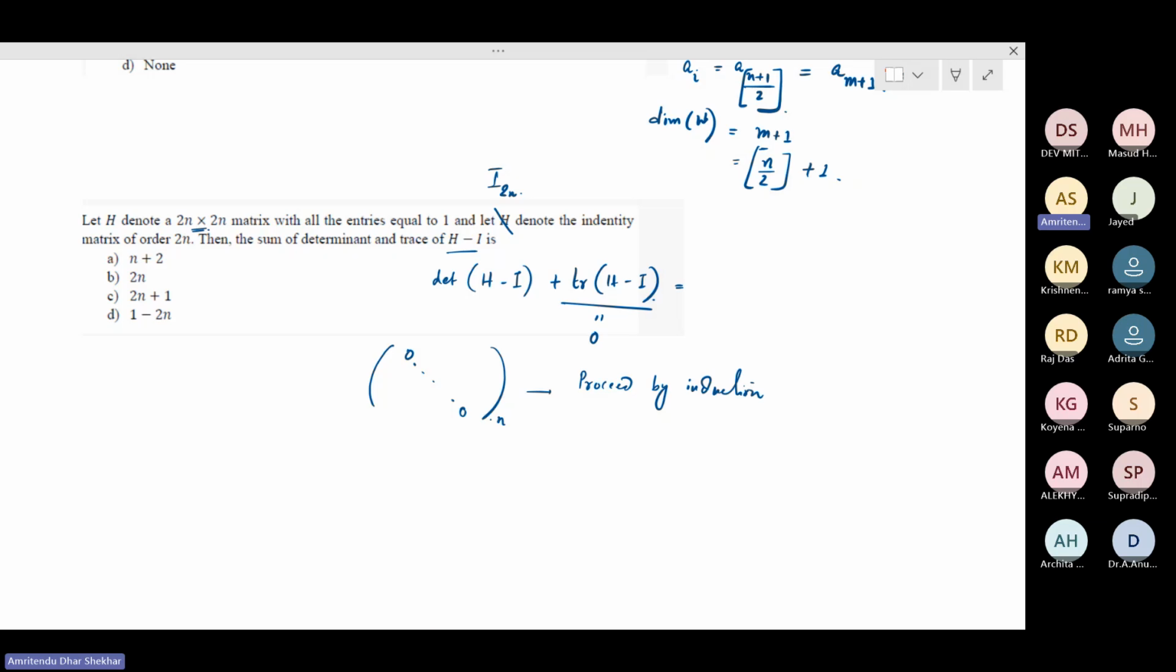Okay, there might be other ways also where you can try to reduce this matrix into a row echelon form. That is, you take the matrix H minus I and reduce this into a row echelon form. But I think the easiest way to do this is to just proceed by induction. Take n to be a small dimension, maybe like 2 or 3, or 2 or 4 maybe, and then you can proceed by induction on n, basically.